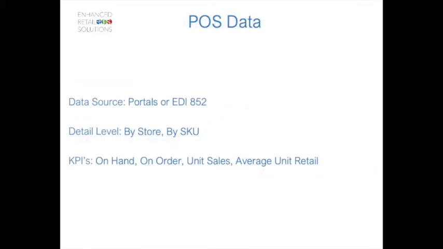Let's get started. First, we need data. Usually, this data can be obtained through vendor portals or the EDI 852 document. What we want is store-level data by SKU, the lowest level possible. You need it every week to build a meaningful data set. The KPIs that we want are on hand, on order, unit sales, and average unit retail. Everything else can be calculated, like sales dollars and sell-through.